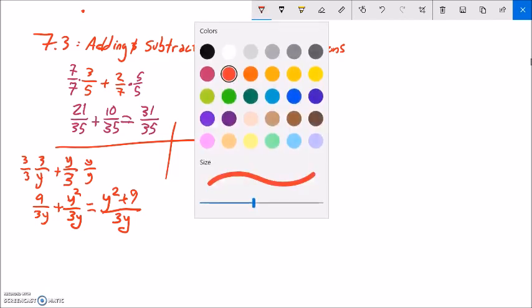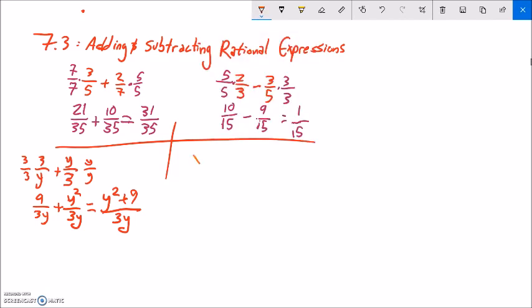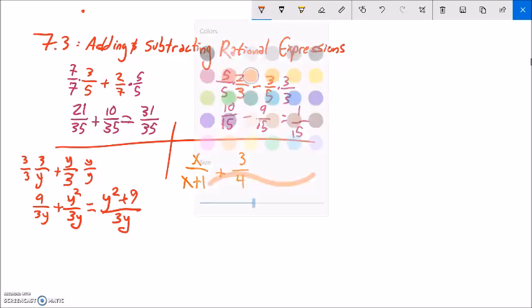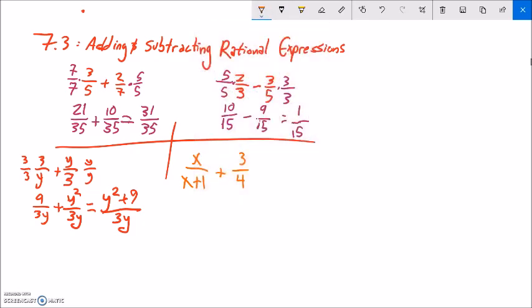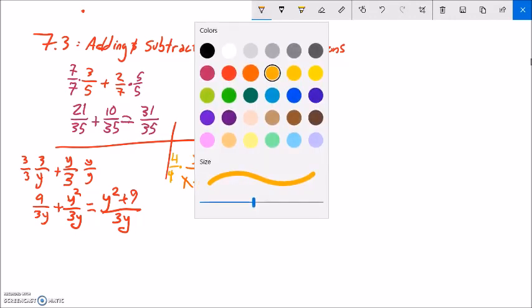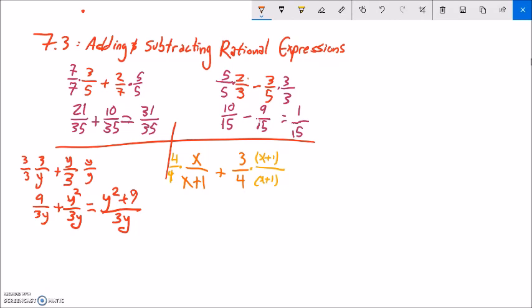Let's do another example. If I had something like x over x plus 1 plus 3 over 4. So let's go ahead and do this. Taking a look at this, I noticed that I have a 4 and an x plus 1. So this fraction needs a 4 in its denominator, and this one needs an x plus 1. And again, what I'm doing is I'm multiplying each of these by a version of 1. It doesn't change the value of it. But what it does do is it does change the form. So now I have common denominators. 4 times x is 4x.